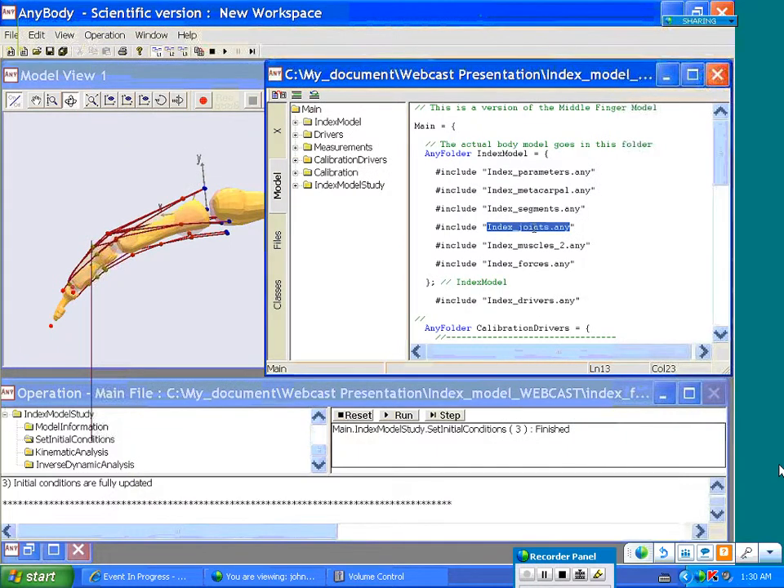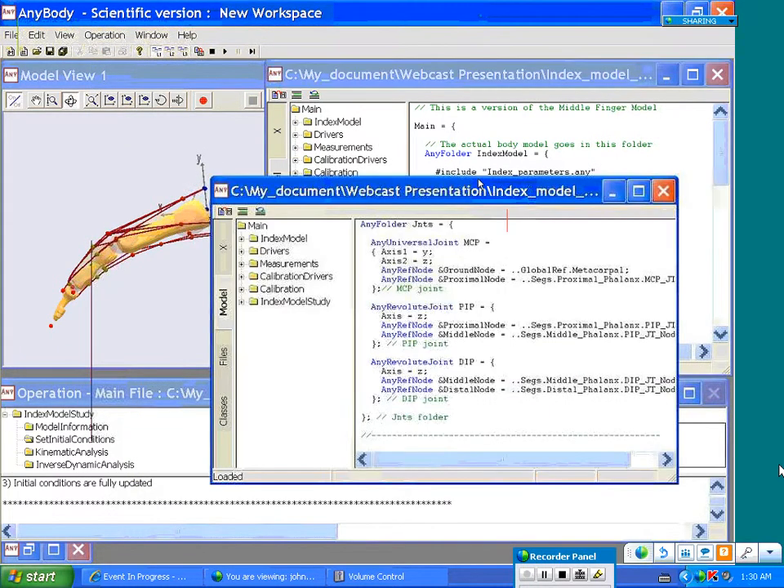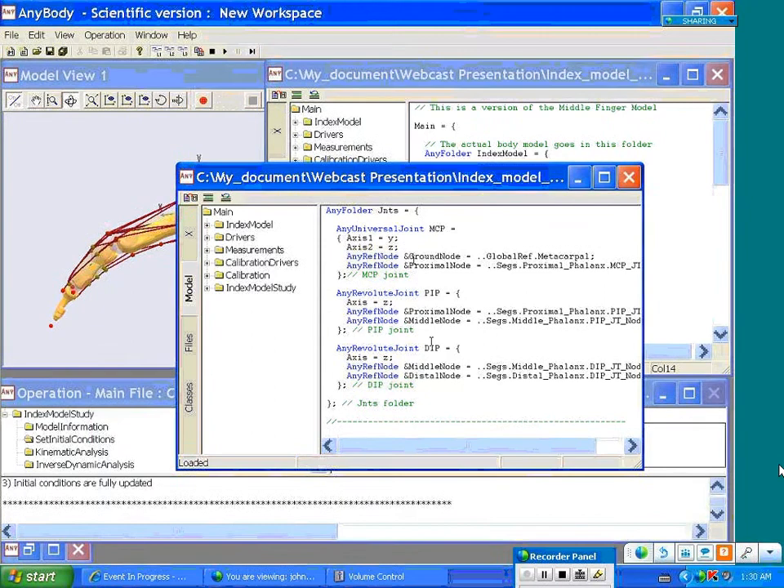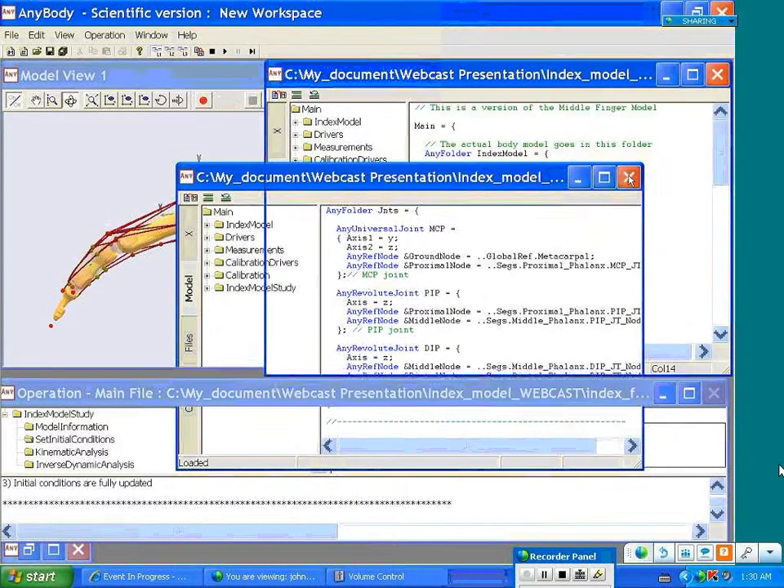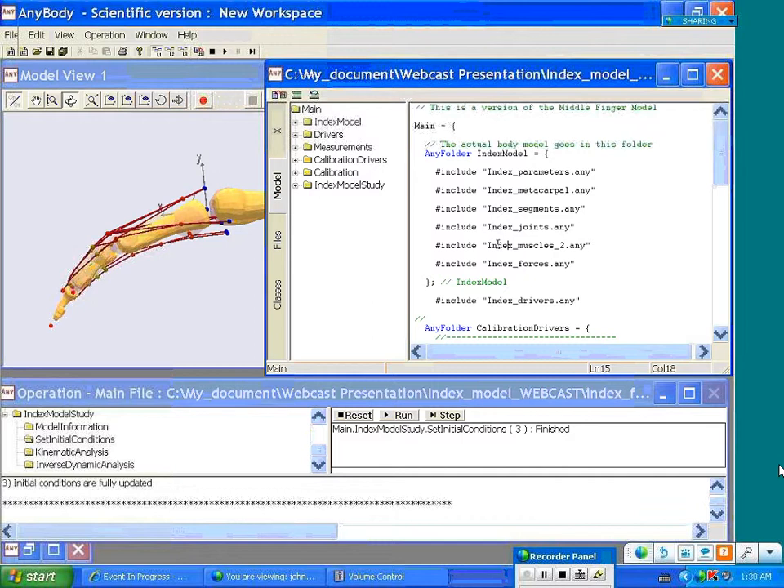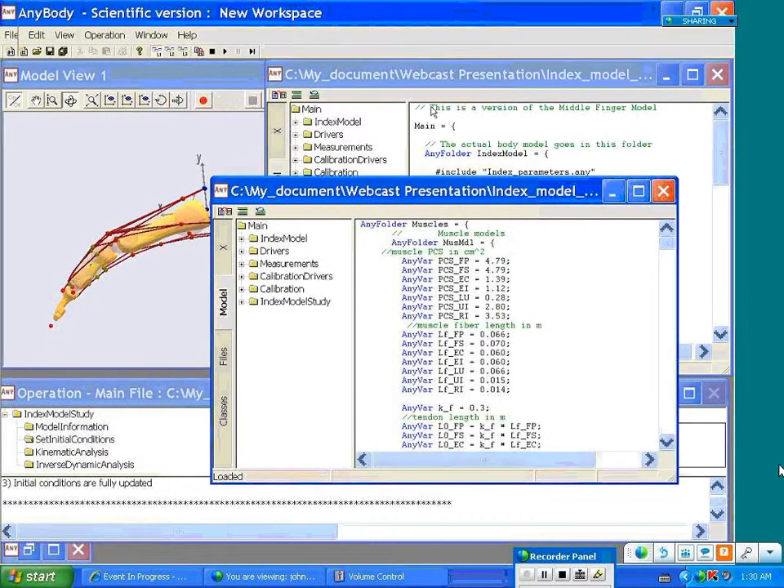Then the joint is very, very simple. There are only three joints, so we have only three statements: a universal joint, a revolute joint as a hinge, and a revolute joint for DIP. Very simple. Then the muscle has quite a lot of data.